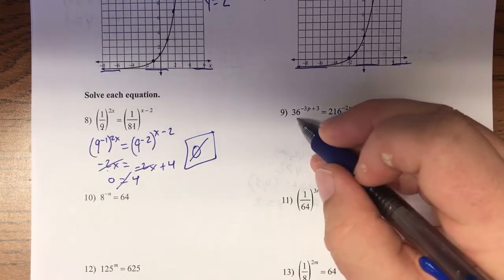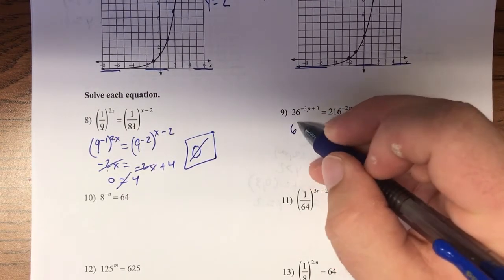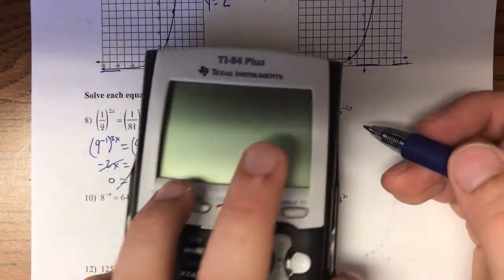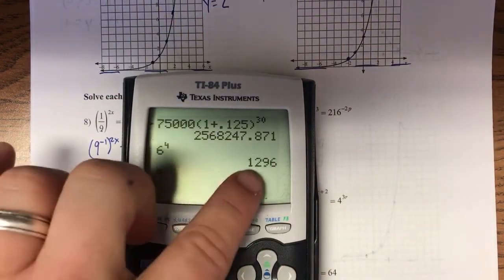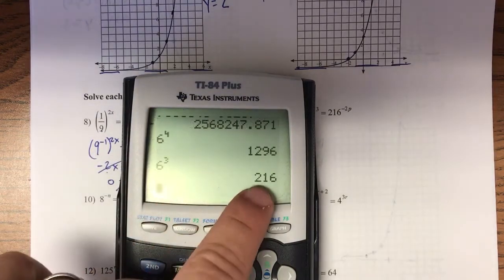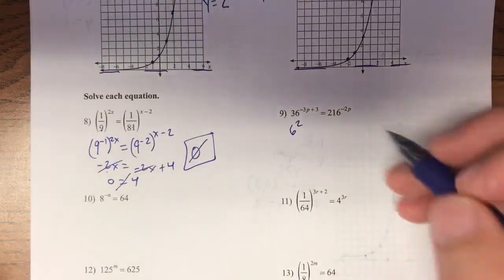Number 9, we're going to use 6. 36 is the same thing as 6 squared. And if you don't know how many 6s it takes to get 216, we can just trial and error. Maybe you're like, oh, well, 6 to the 4th. Oh, that's too big. 6 cubed, there it is right there. So 6 cubed is 216.